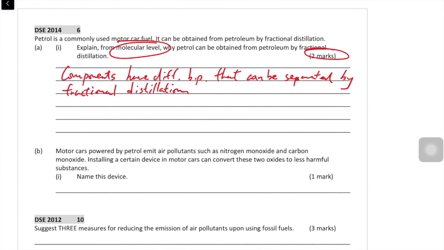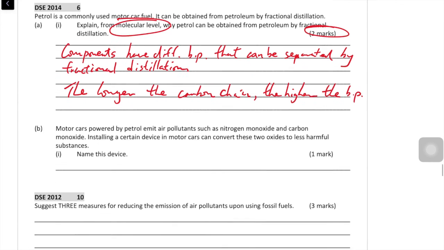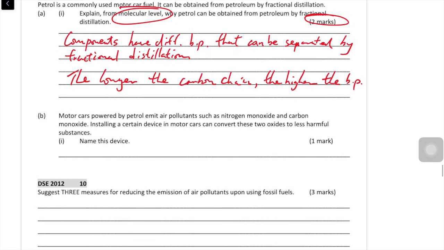So what about the molecular level? How does the molecule size, chain size affect the boiling point? The longer the carbon chain, the higher the boiling point. So it fulfills the molecular level, right? So again, next one is catalytic converter. So no need to mention again.